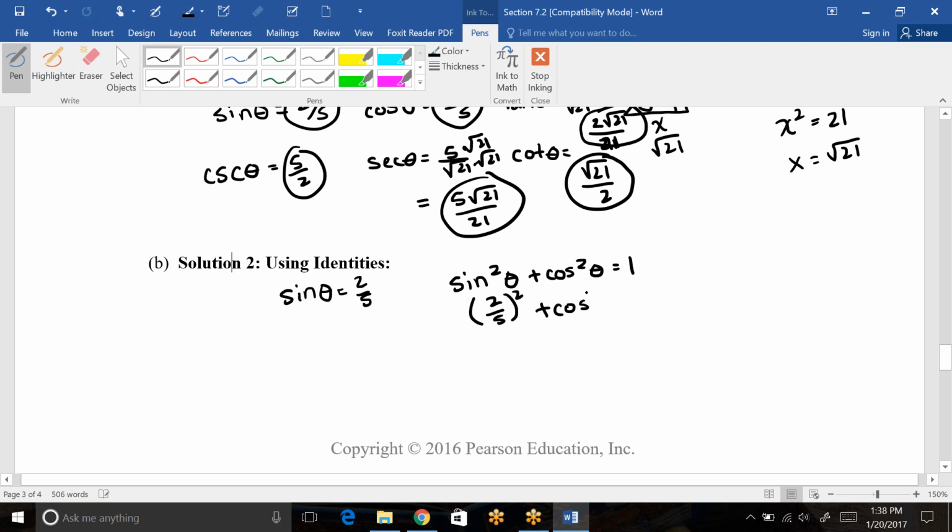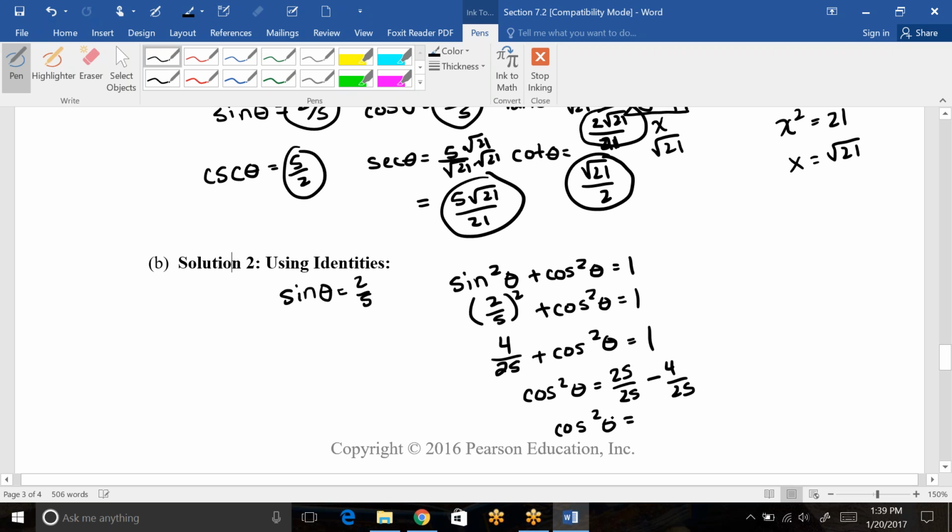I don't know cosine squared theta. And this may be a little bit too advanced for us right now. Well, I think we're going to have to do this a different way. Maybe not. We might be okay. So then we would have to subtract this over. Anytime you have 1, you can make it any number over itself. So I'm going to make it 25 over 25 so that I can subtract. Yeah, we're going to be okay. And then this would be 21 over 25.